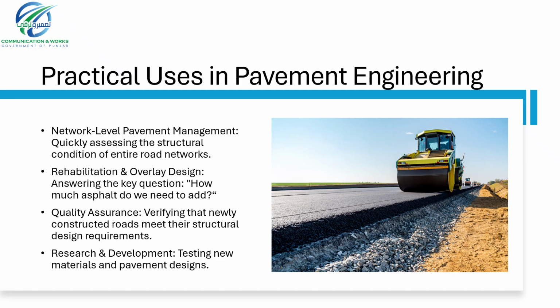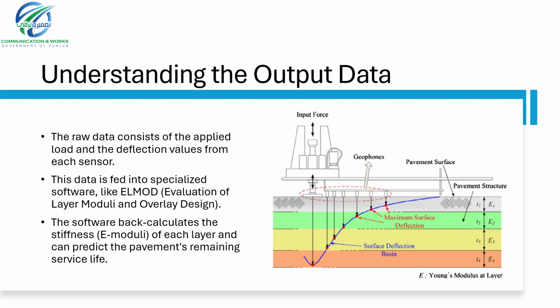Another key application is quality assurance for new construction. FFWD is used to verify that newly built pavements meet their required structural design specifications before they are open to traffic. Lastly, it is a vital tool for forensic investigations and research, used for non-destructive testing of both highway and airfield pavements to investigate premature failures and to support research into new materials and designs.